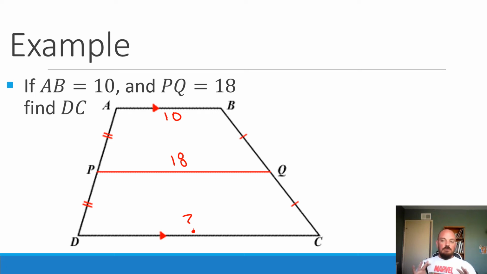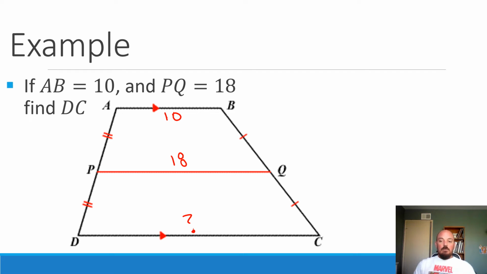So if you're not reading the question carefully and labeling the picture like I did, the mistake is people go, mid-segment, this one's easy. 10 plus 18 is 28, divided by 2 is 14. They tell me the answer is 14. But the answer is not 14 because I didn't give you the two bases and ask for the midsegment. I gave you one of the bases, the midsegment, and I asked for the bottom. So my answer should be longer than 18, I know that. So the answer is definitely not 14.